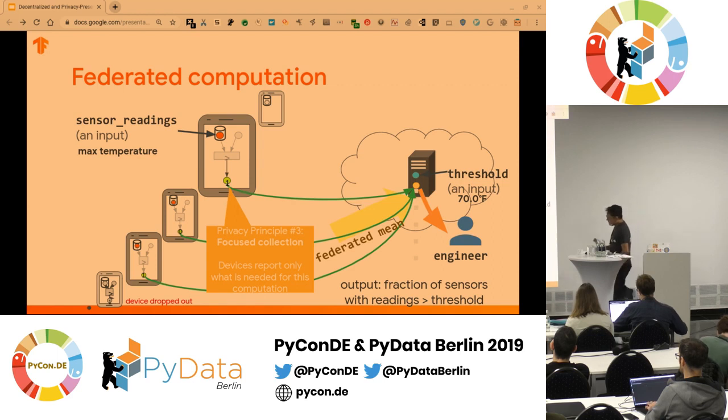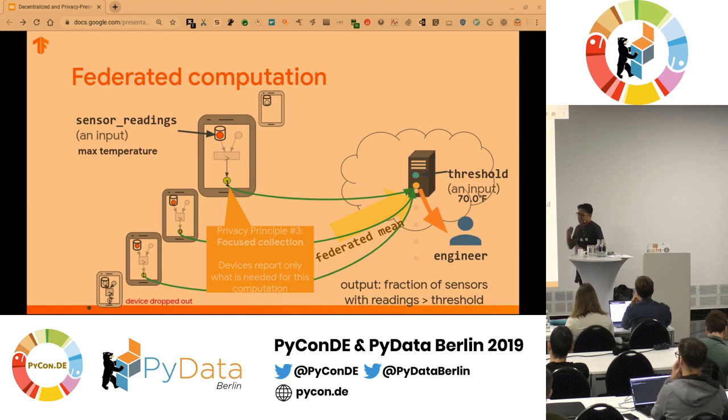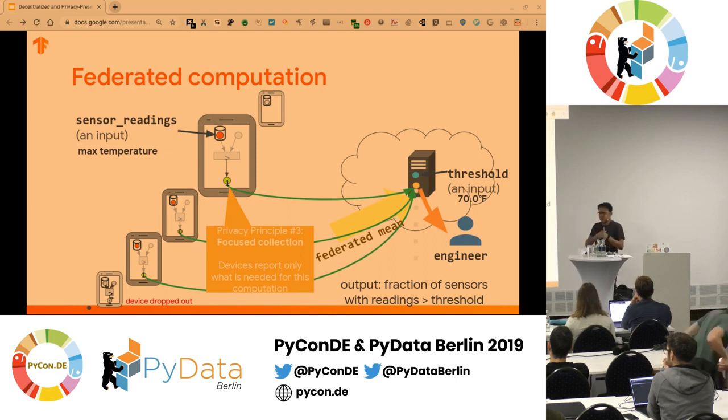There's a third privacy principle, which is focused collection, right? We just return that one value, which is the 1 or 0 indicating whether the max temperatures were higher than the threshold or not. And that's the only thing. So it's focused collection. Devices only report the very minimum that is needed, right? So that's the other privacy principle we're establishing, that devices only report the very minimum of what is needed. We don't store anything on the server. What comes from the reports of the device is never stored. And finally, the only thing we store is the aggregate.